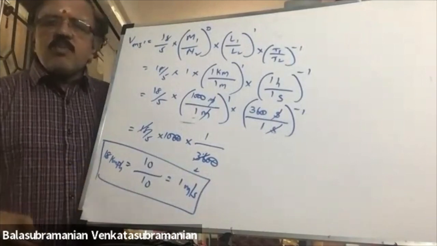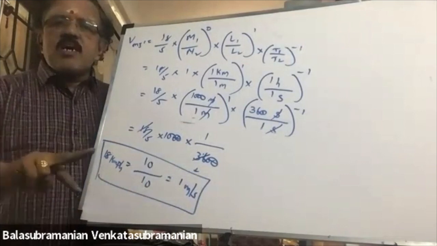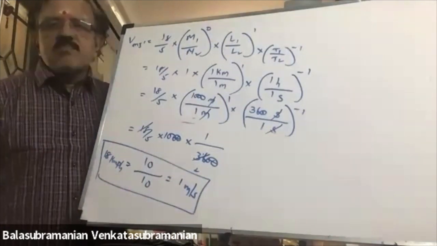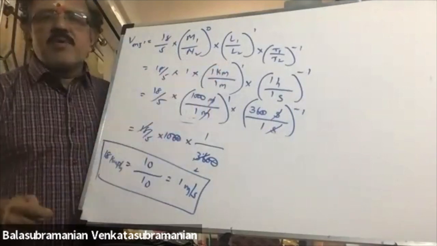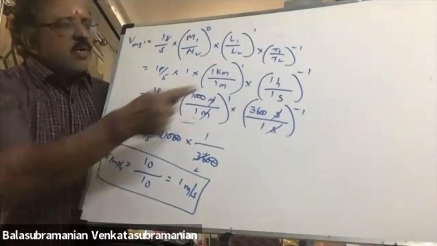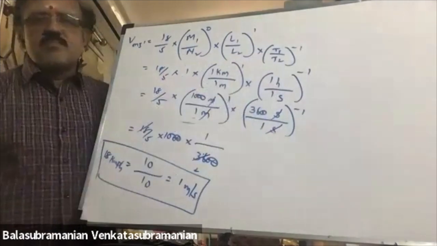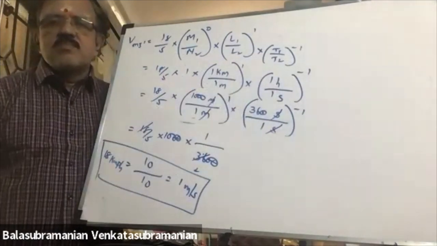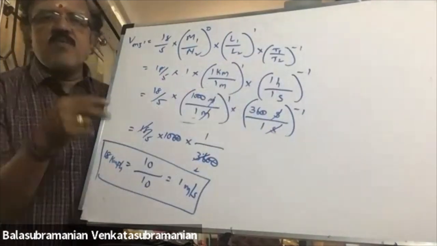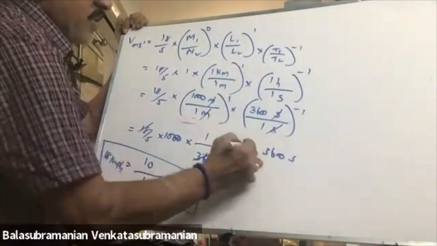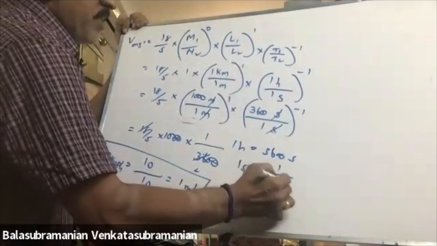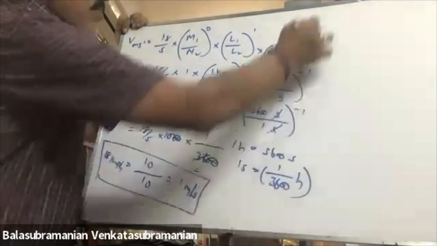Reverse also you can do. Sir, 1 meter per second I want to convert into kilometer per hour. Reverse. 1 meter will come here, 1 kilometer will come here. 1 second, 1 hour. So you have to write second in terms of hours. How will you write, sir? 1 hour is 3600 seconds. So 1 second is 1 by 3600 of 1 hour.